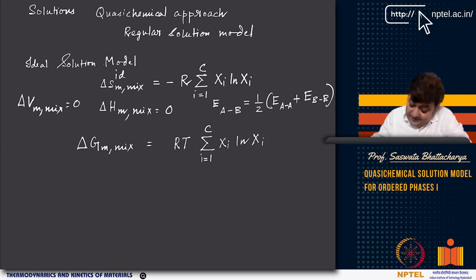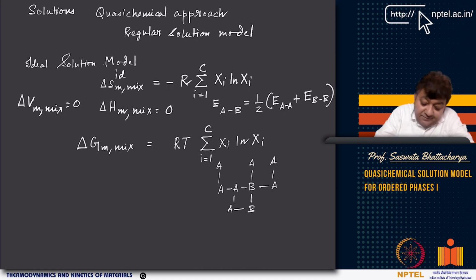If you think of this, it's a binary solution, a solution containing two different atomic species. It's like A, B, A, random. Then again A, so it is going on in random. It's a very giant molecule, and we are looking at these neighboring bonds and trying to model them.